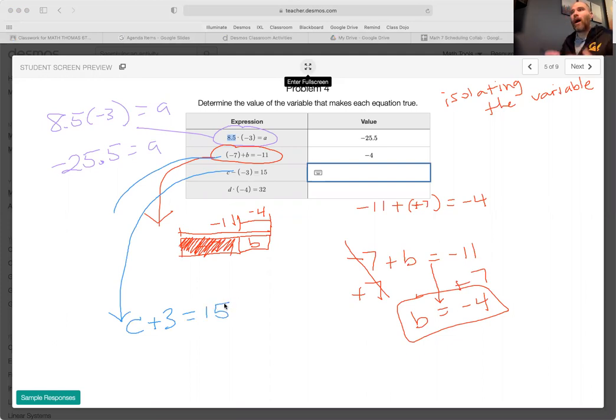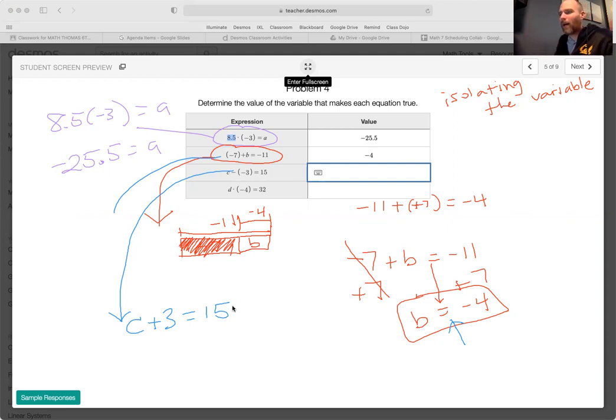And now I'm going to use an opposite operation or inverse operation. I want to get C all by itself. I want to isolate that variable, as they say. Because when I isolate the variable, I always wind up with an equation that looks like this, right? Just letter equals number, and it tells me what the answer is. That's what I want every time.